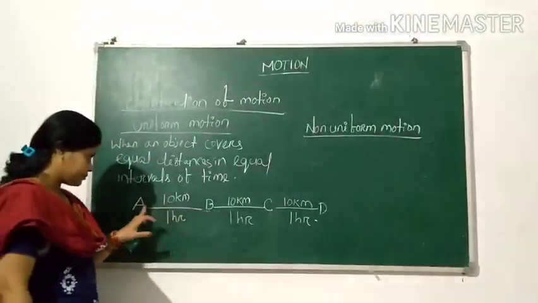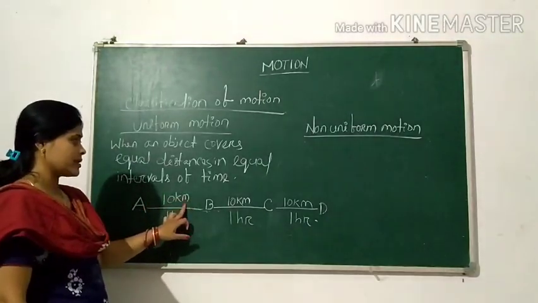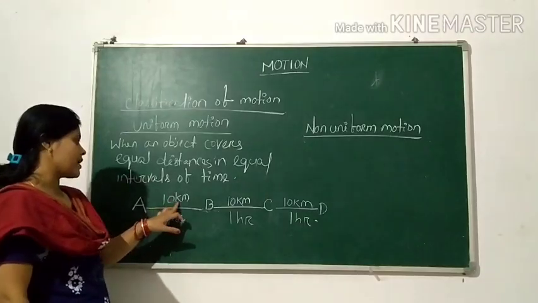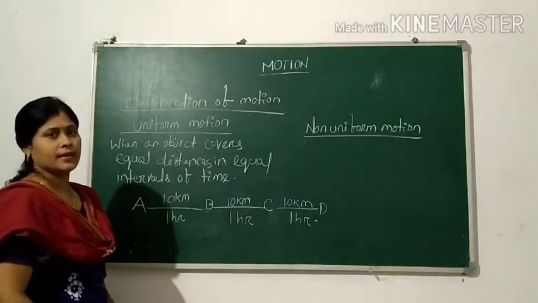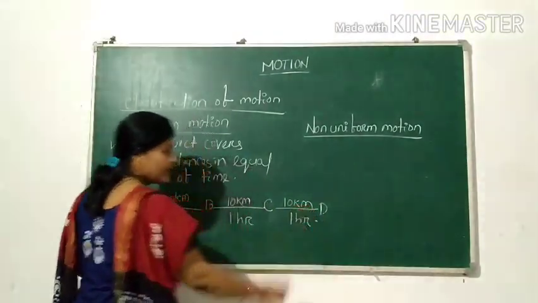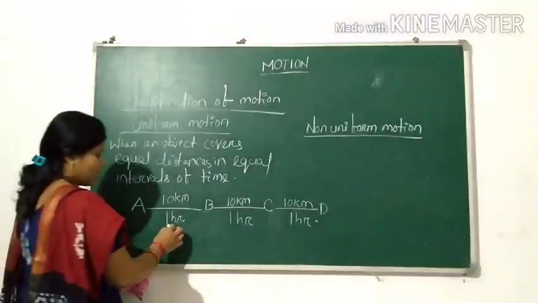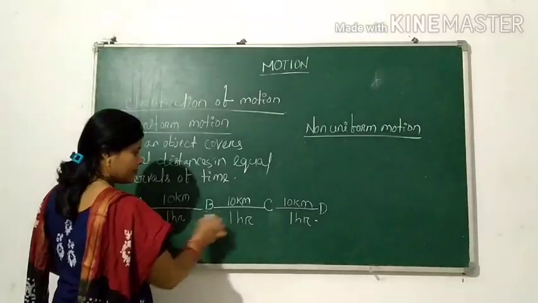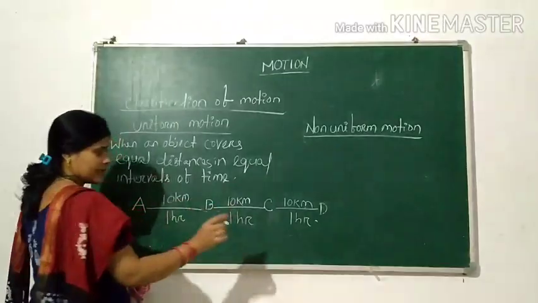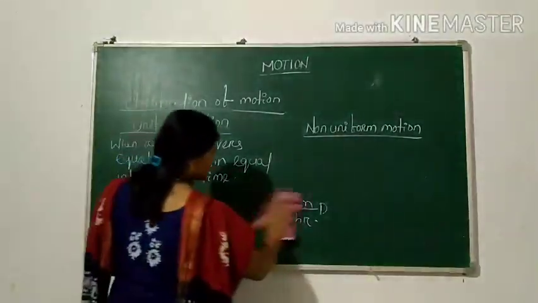So see, here in each 1 hour I travel 10 km distance. That means here 10 km, here again 10 km, here again 10 km. Means speed is constant. And here time is also 1 hour. So we can say that this is one example of uniform motion. Let us take another example.